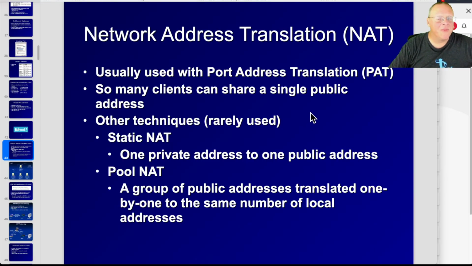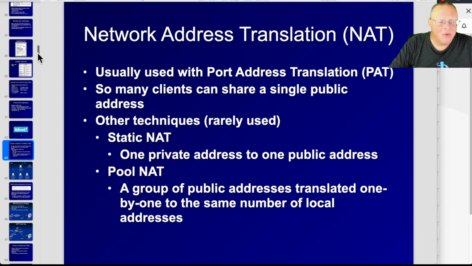So, network address translation, I mentioned. This is how you deal with the fact that they run out of IP version 4 addresses and how you share one address among many devices to save money. So you typically combine it with port address translation. So you can have many devices sharing one IP address, and the traffic is separated by the port number on that IP address. There are some old techniques called static NAT and pool NAT, which I've never seen used in the real world.